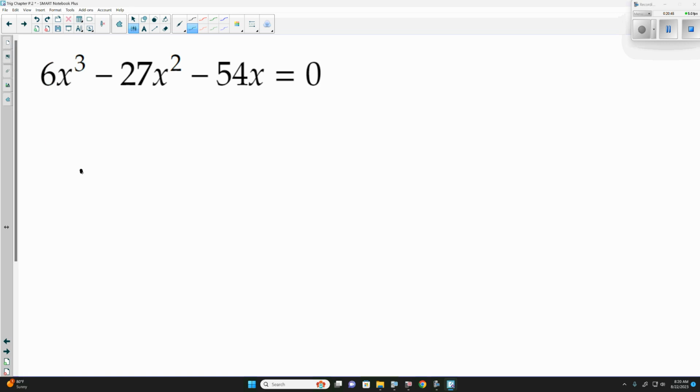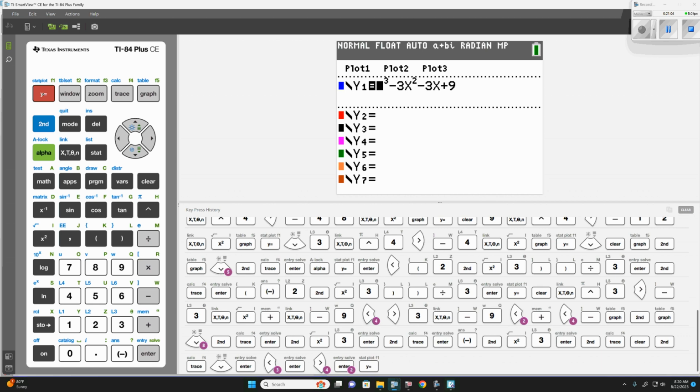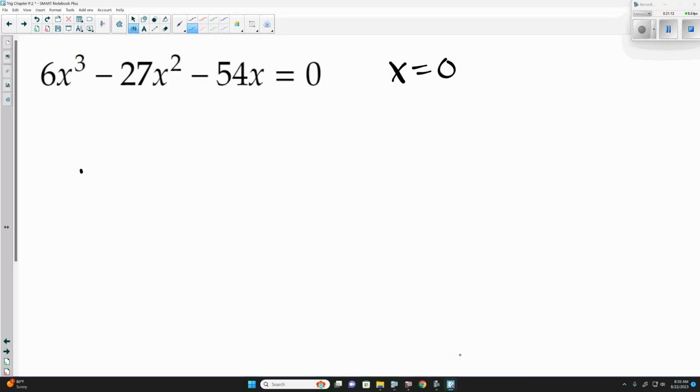Okay. So 6x cubed minus 27x squared minus 54x. Does anybody, do either one of y'all have a guess at what one of the values of x is? 0, yeah. One of the values of x is going to be 0. I'm going to try just graphing it. 6x cubed, negative 27x squared, 54x.